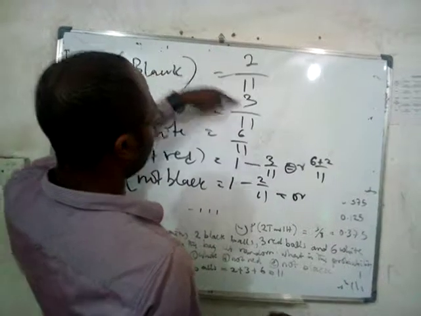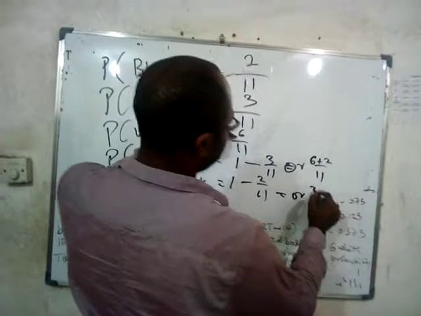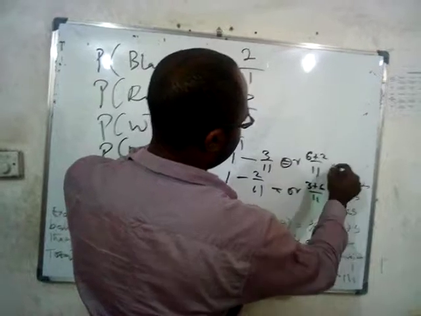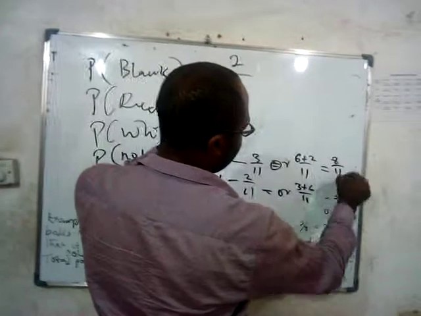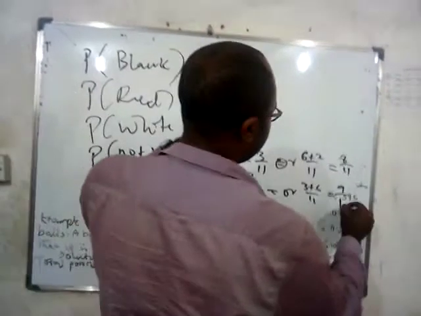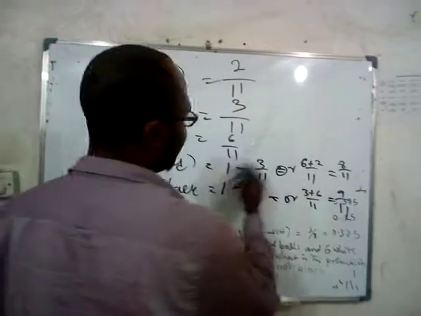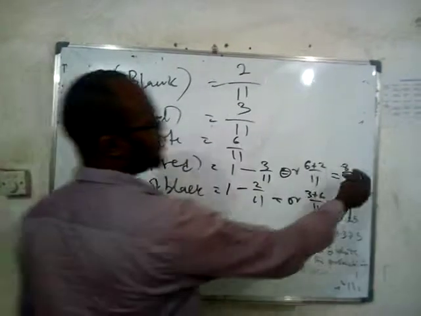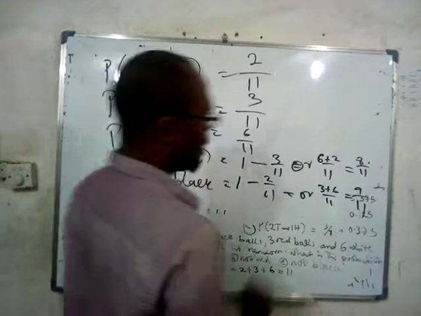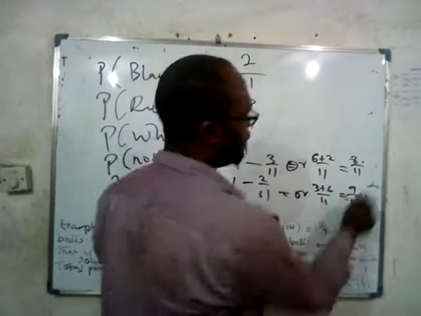The ones that are not black is 3 and 6, so 3 plus 6 over 11. That gives us 8 over 11 and 9 over 11. This will also give us, when we do 1 minus 3 over 11, it will still give us 8 over 11. And when we do 1 minus 2 over 11, it will still give us 9 over 11.